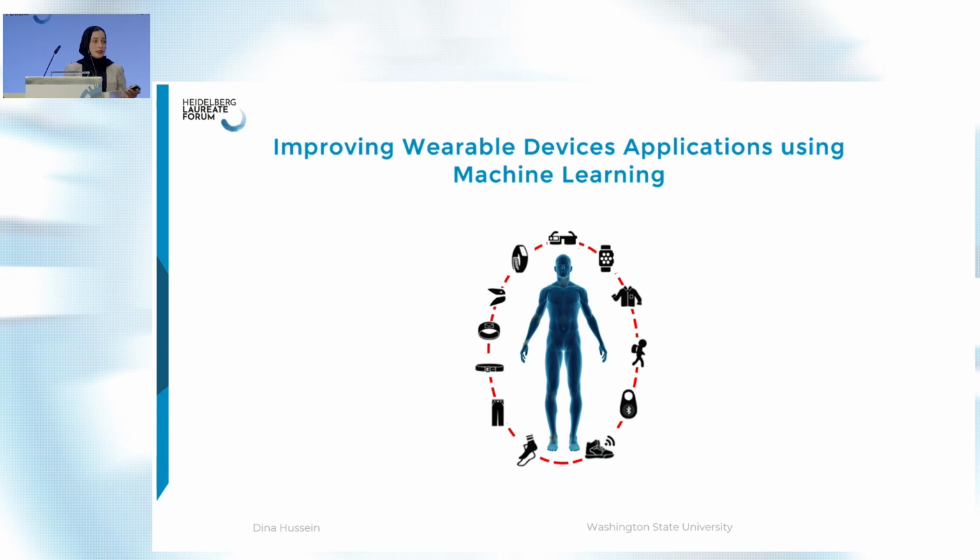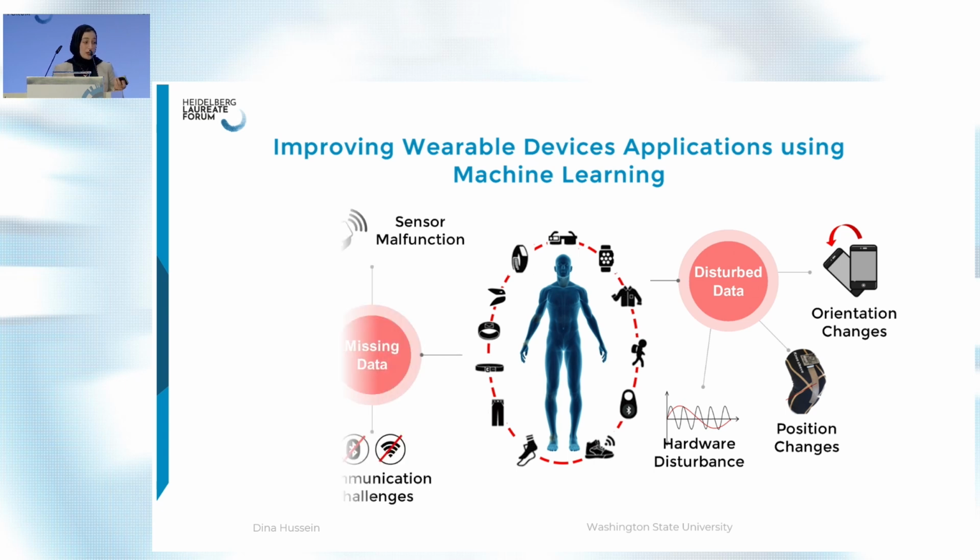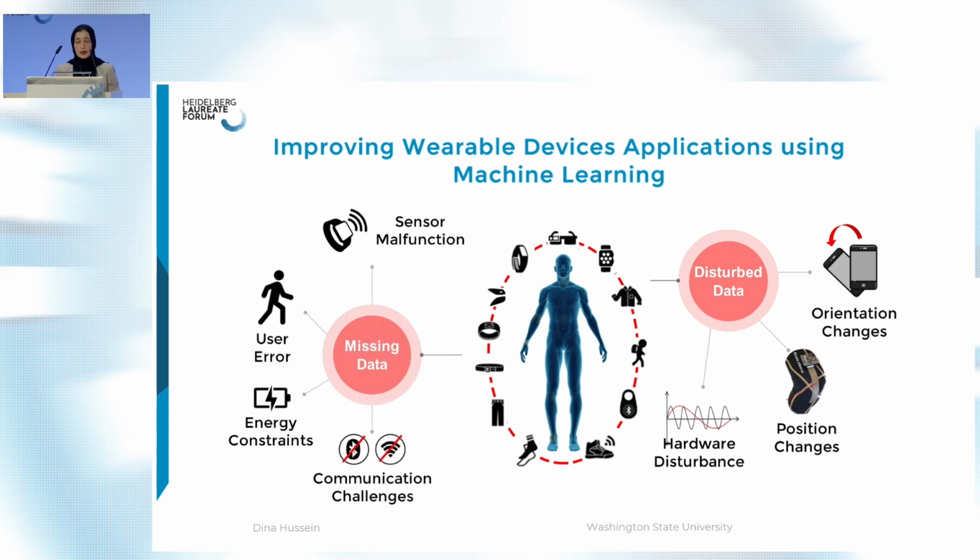Now, what would happen if our family member wears one of the sensors incorrectly? We end up with disturbed data. Or one of the sensors' battery goes dead. We end up with missing data. Our experiments show that having only one sensor in such a system could lead to an accuracy reduction of 20%.